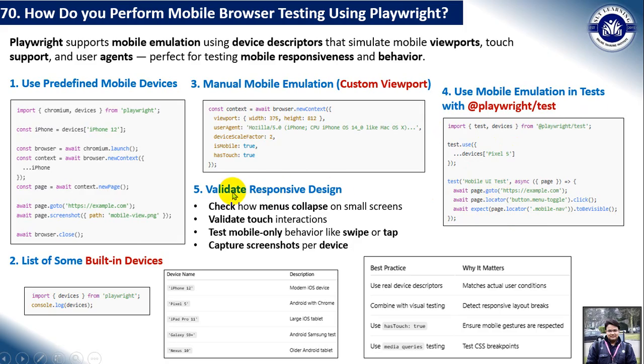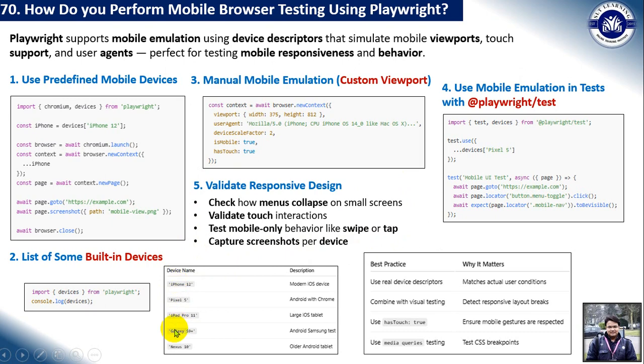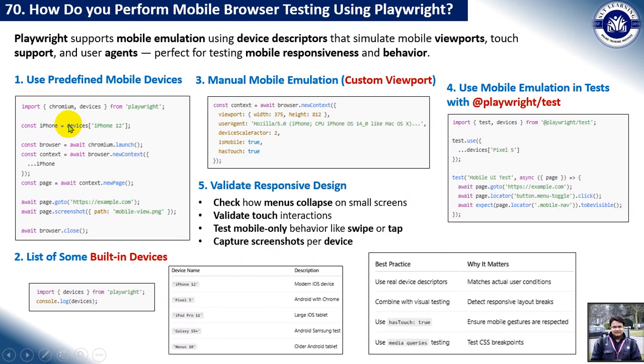Validate responsive design, how can you check? Check how menus collapse on small screens, validate touch interaction, test mobile-only behavior like swipe and tap, and capture screenshots for the device to compare the UI across different devices. So these are the different device names. This is how you pass the device name in single quotes, like devices['iPhone 12']. But you can run this command, which will give you the list of devices supported in the Playwright version that you are working with.